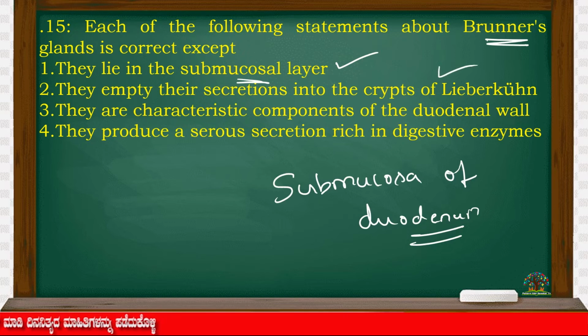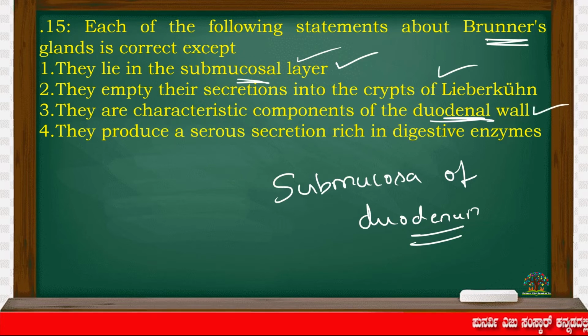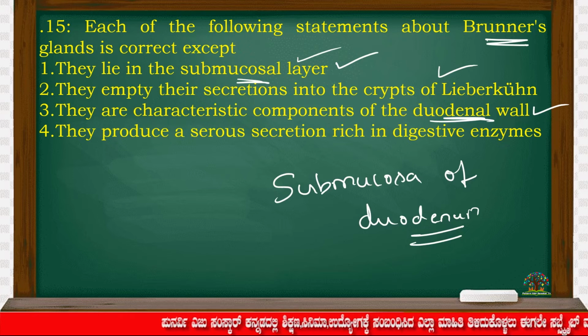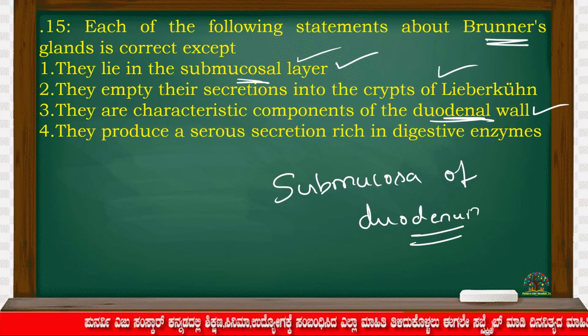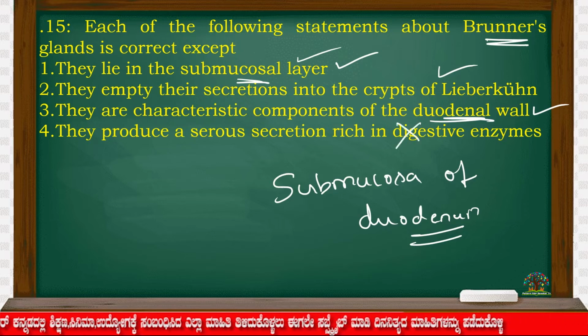Option number 3, they are the characteristic components of the duodenal wall. So the first option just says that it is present in the submucosal layer, and the third option says that it is a characteristic component of the duodenal wall. Even that option is absolutely correct. And option number 4 says they produce serous secretion rich in digestive enzymes. So this is not the correct answer.